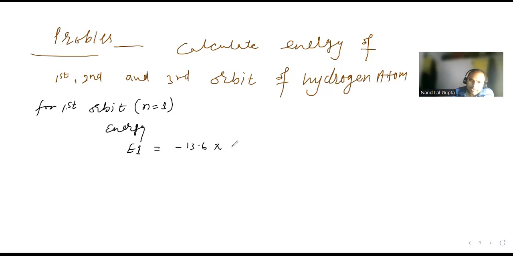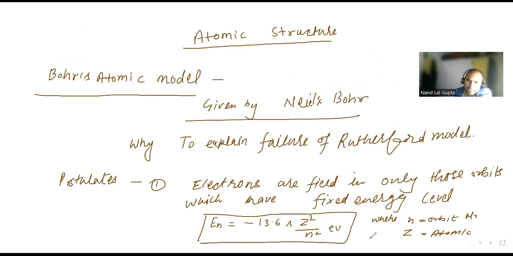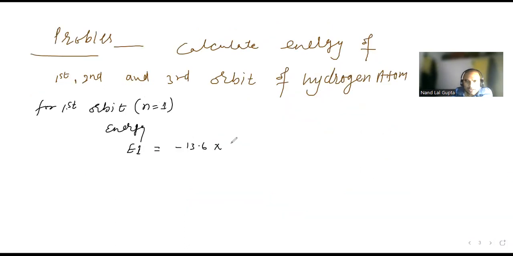Then what is the formula you say? See the first page formula. Z square upon N square. Okay, let's carry on with it. So Z square upon N square is there, in electron volt. Z value for hydrogen. So what is the atomic number for hydrogen? Can you tell me the atomic number for hydrogen? Atomic number for hydrogen is 1. Thank you very much.